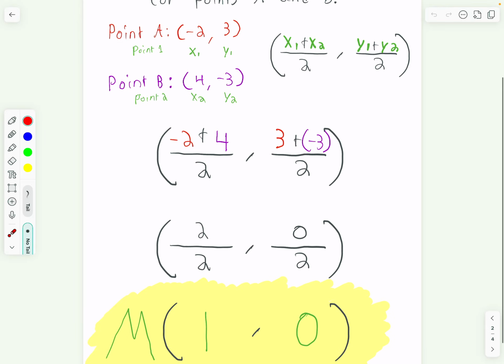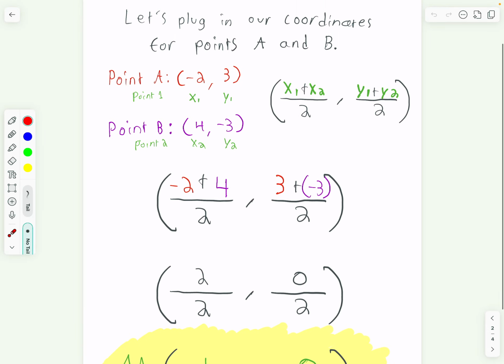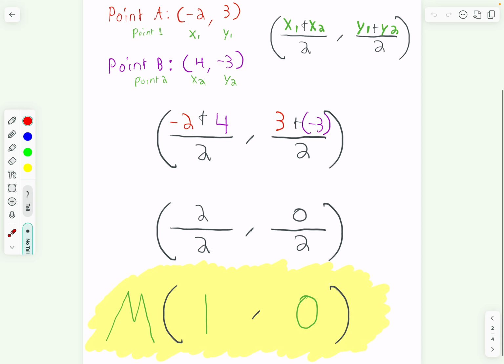So after I did that, all I did was I did -2 plus 4. So it's basically 4 minus 2. So that gives us 2. And then 3 plus -3, or 3 minus 3, if you want to make it simpler, that gives us 0. So then all we have to do is 2 divided by 2 and 0 divided by 2. And that gives us our points 1 and 0. And that's the points of M.